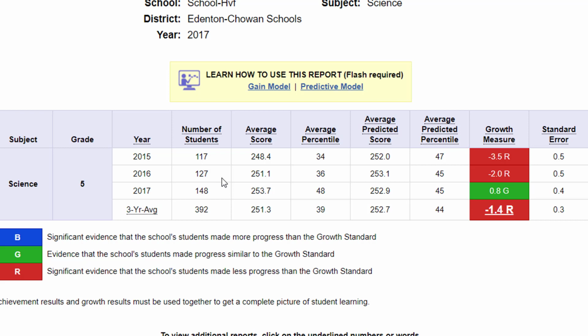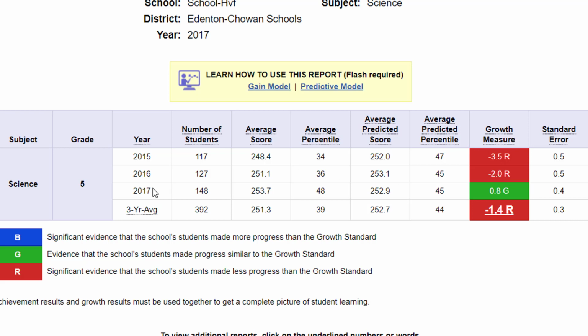Based on students who were just like these 127 across the state of North Carolina, on average, those students scored a 253.1. This particular group of students scored a 251.1. When you subtract those numbers, you get this difference of a negative 2. So again, the students fell below where they should have fallen based on their achievement level in comparison to students who are just like them.